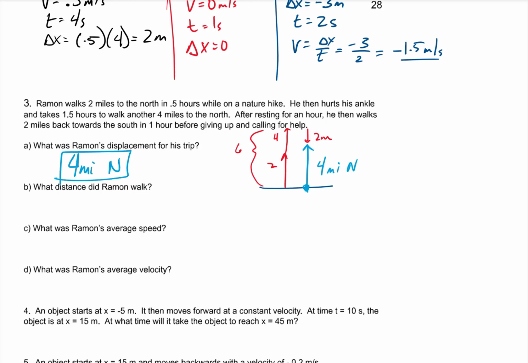And remember, displacement is how far is he from the start. Distance is how far did he go on that poor hurt ankle of his. How far did his feet actually carry him? Well, that's all those things added together. So we get 8 miles.